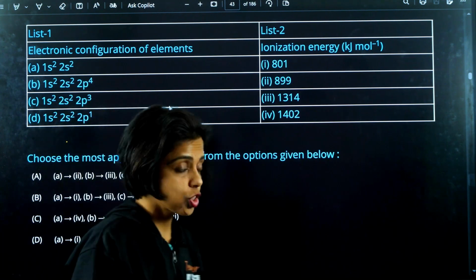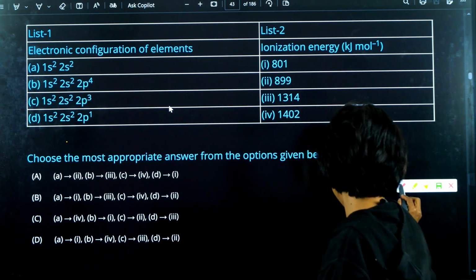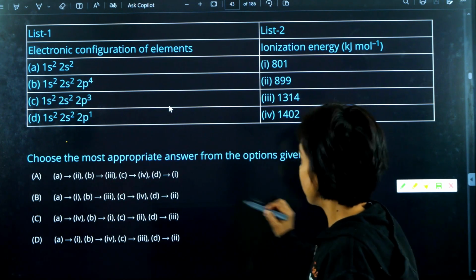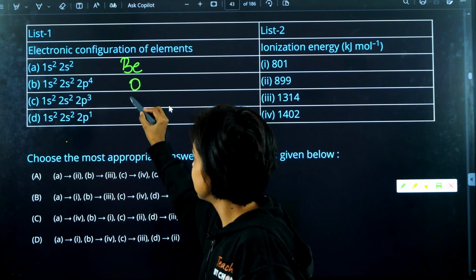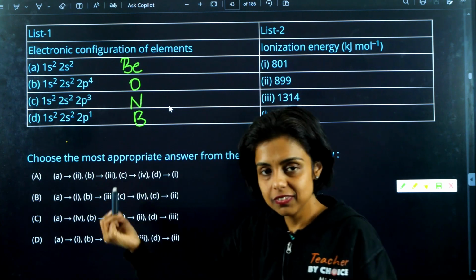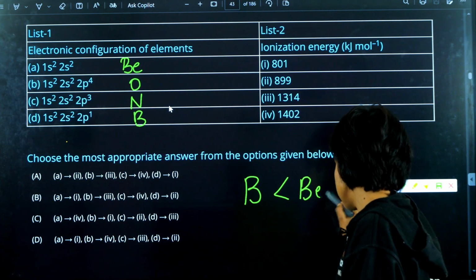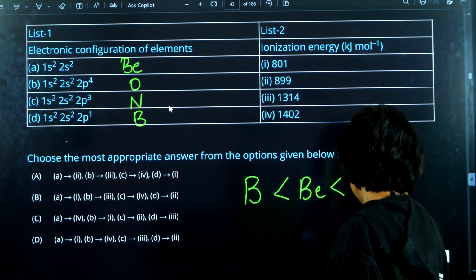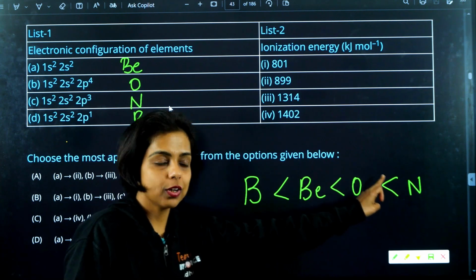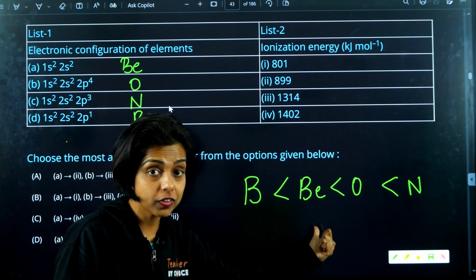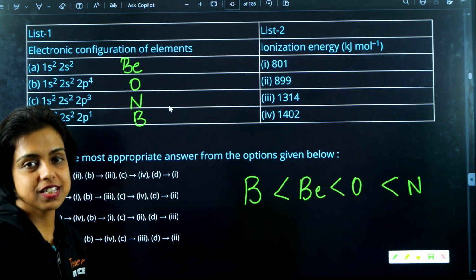Okay. Now the electronic configurations of elements are given and we are given the ionization energy. So we have to match the data. Okay, let's check. 1s2, 2s2. This is beryllium. 1s2, 2s2, 2p4. This is oxygen. This is nitrogen configuration. This is boron. We know, as we move along the period, the ionization energy increases. But because nitrogen has a half-filled configuration, more stable, its ionization energy is more than oxygen, whereas beryllium, 1s2, 2s2, has a stable configuration, so it has more ionization energy than boron. The world famous exceptional cases in the ionization energy trend.